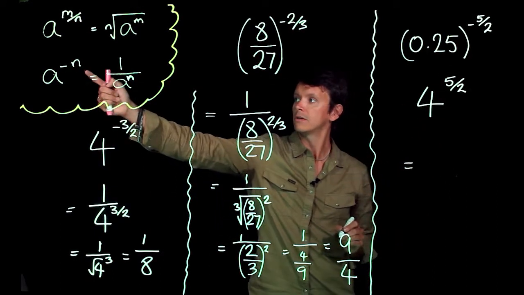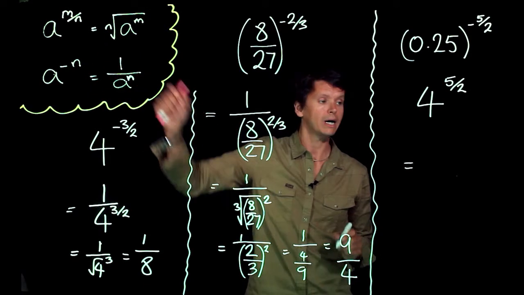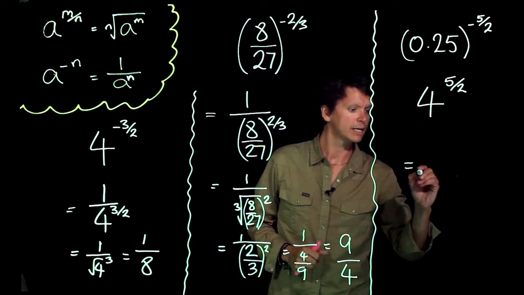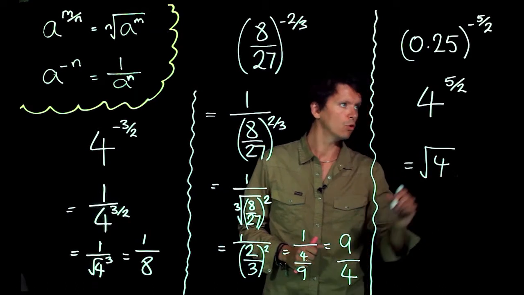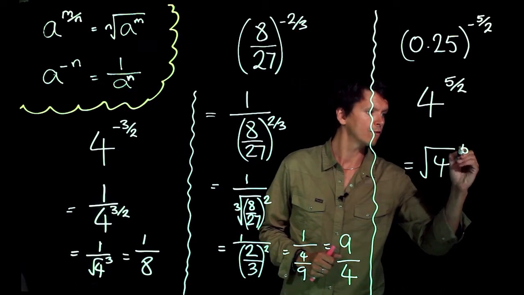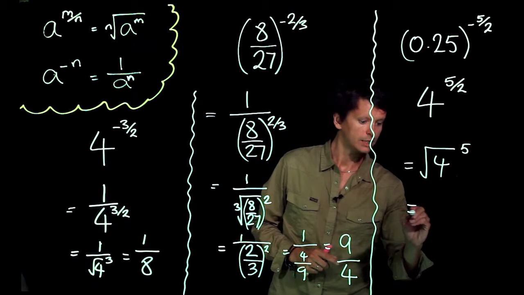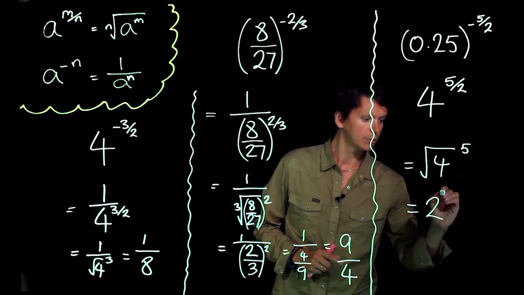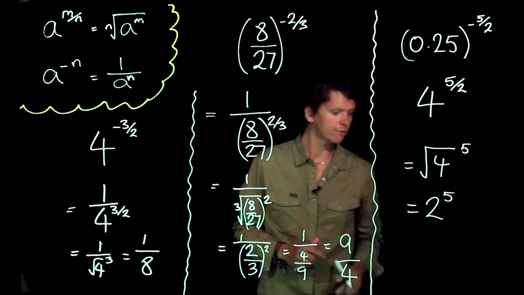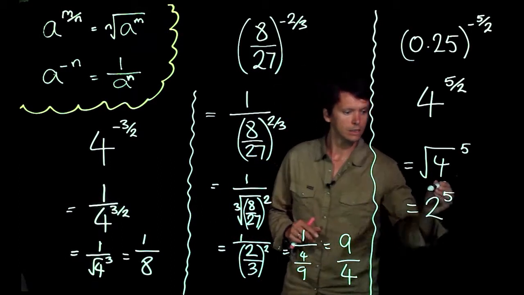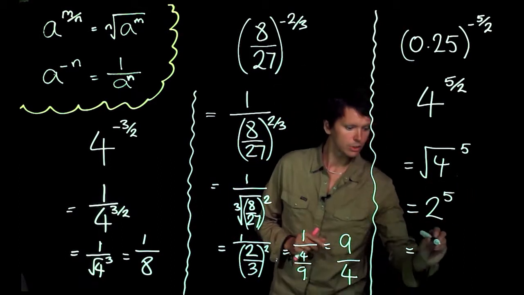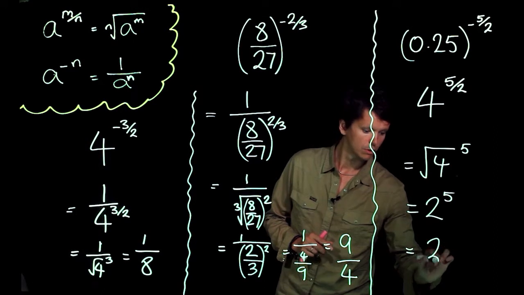From our rule here, dealing with a fractional power, we know that that equals the square root of 4 all to the power of 5. Well, that's going to give us 2 to the power of 5, which is 2 times 2 and so on, which equals 32.